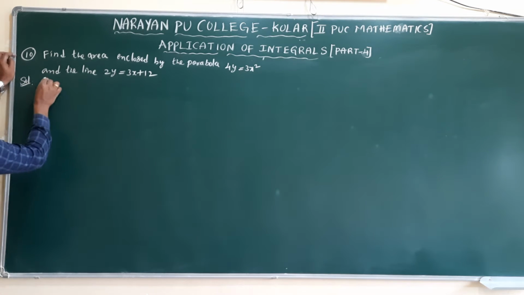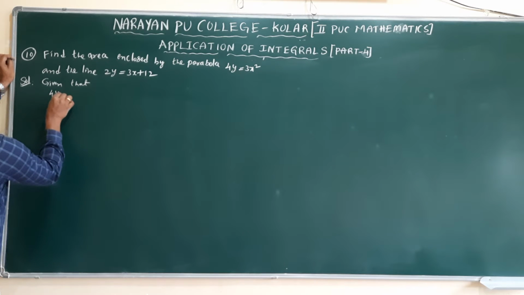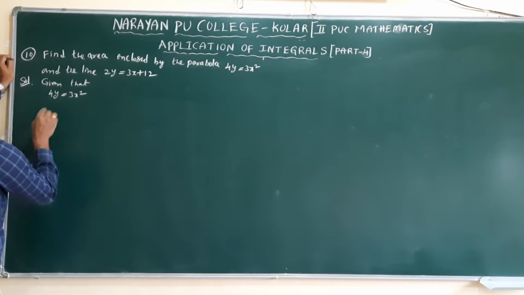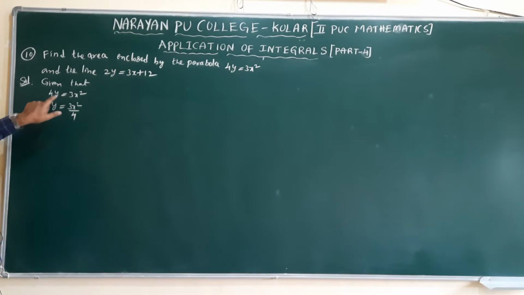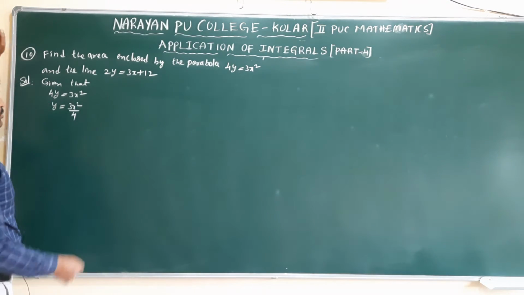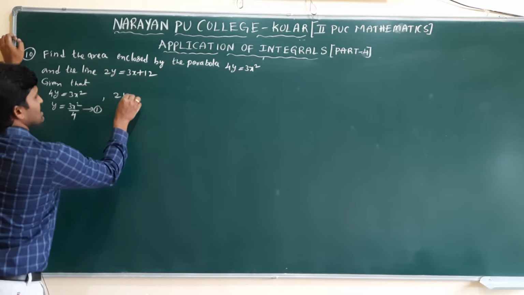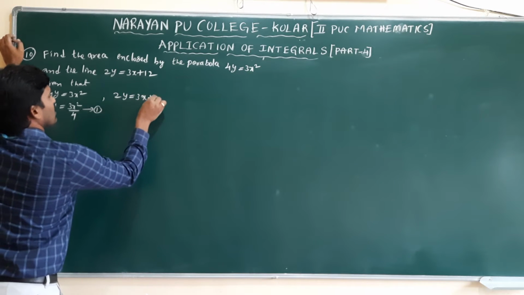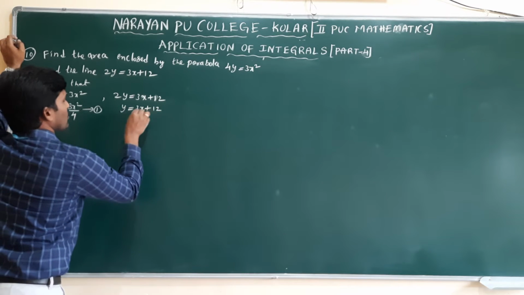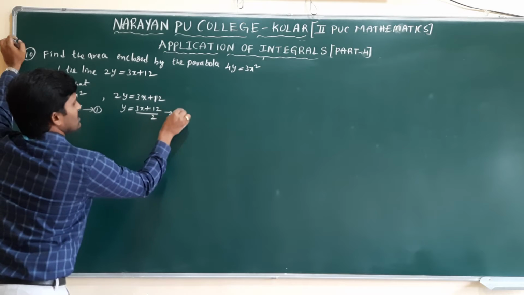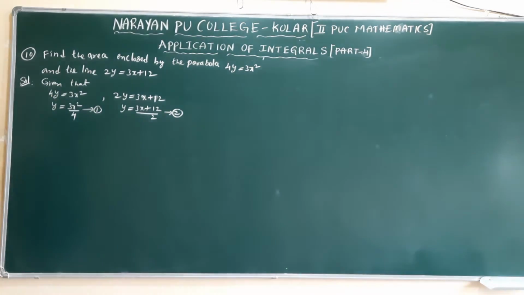Now given parabola, given that 4y equal to 3x square, from this y is equal to what we will get, 3x square by 4. Now x square equal to 4ay form, third form of parabola. Take this as equation 1. Next, the line: what is given, 2y equal to 3x plus 12. y equal to what will we get, 3x plus 12 by 2. This is equation 2. Now where these two are intersecting we don't know. Those points we need to find here.